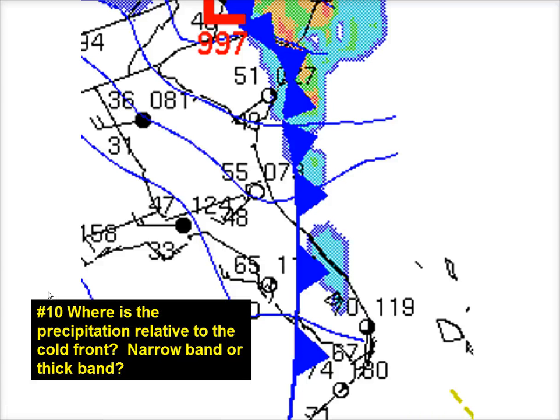Now we're going to take a look at the precipitation relative to this cold front, and we can see that the precipitation is in a narrow band near the cold front. So when cold air plows into warm air, it rises. The warm air gets forced up very quickly and produces a very intense band of precipitation that is short in length.